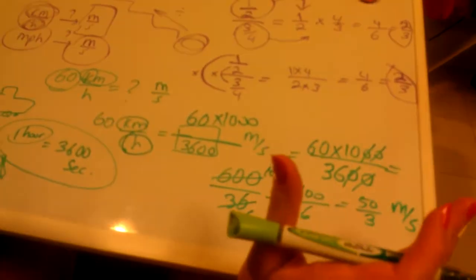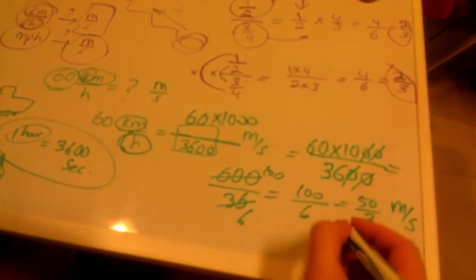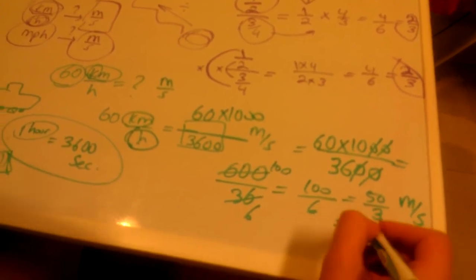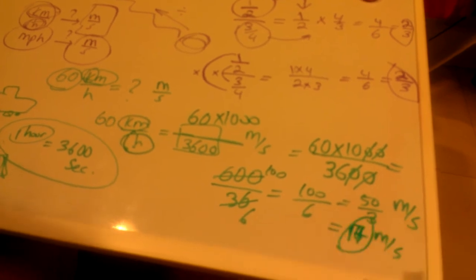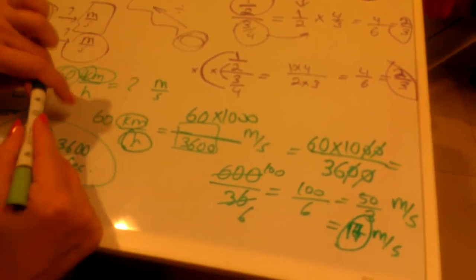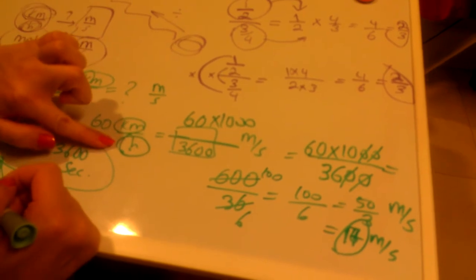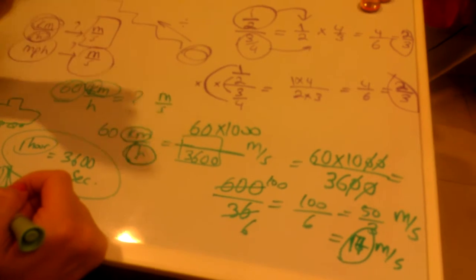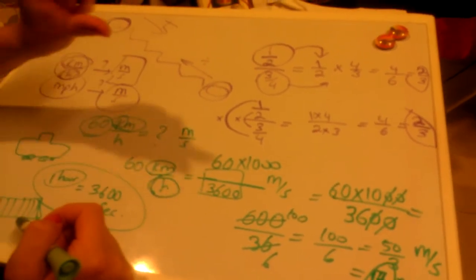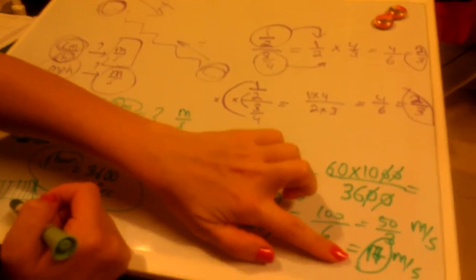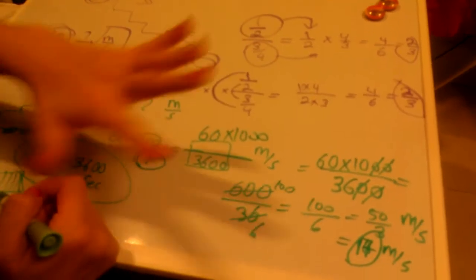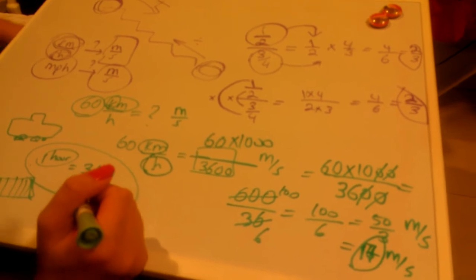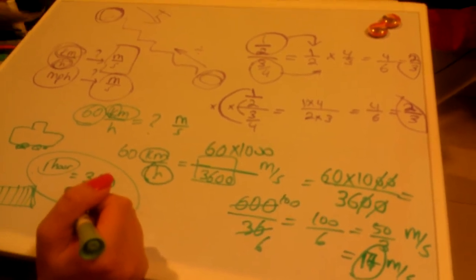So it's roughly around maybe like 16 meters per second, 17 meters per second, something around that number. So if you ever go by 60 kilometers an hour, which is roughly about 40 miles an hour, then in every single second, you are driving 17 meters, okay? So this is how you convert kilometers an hour to meters per second.